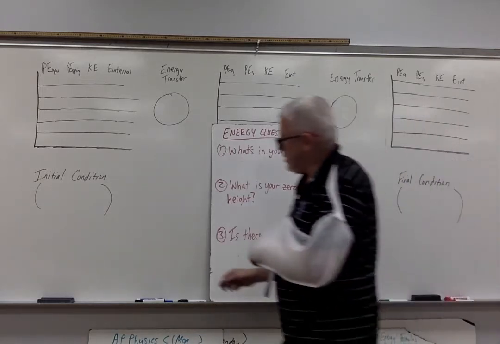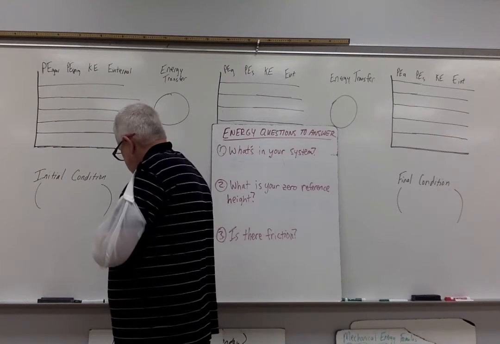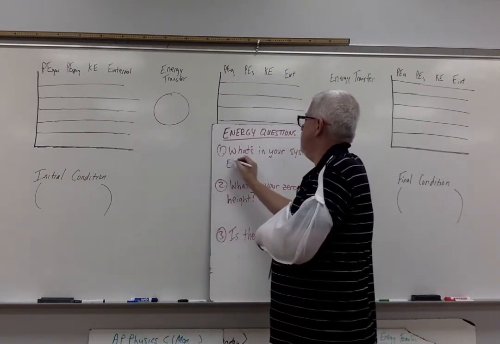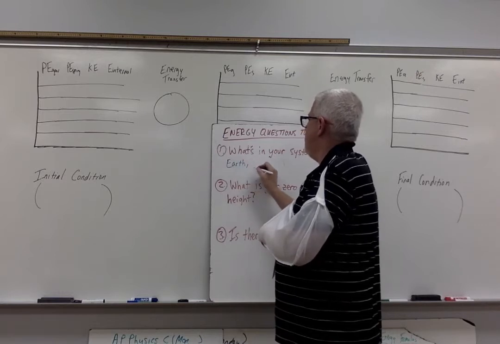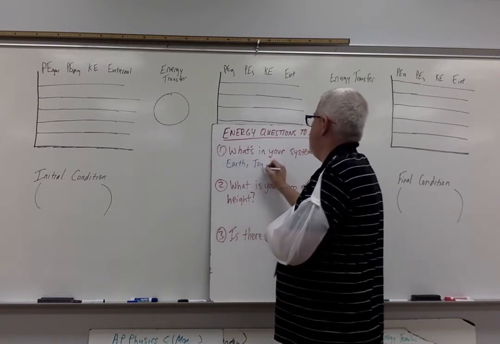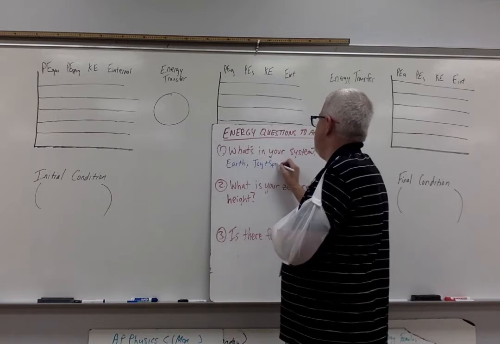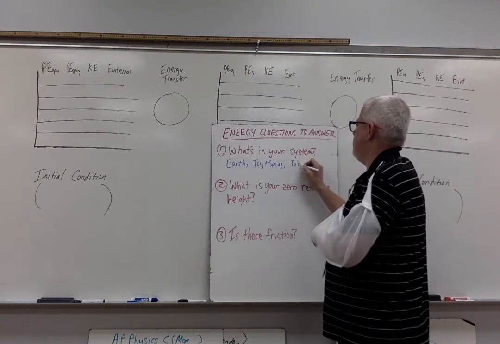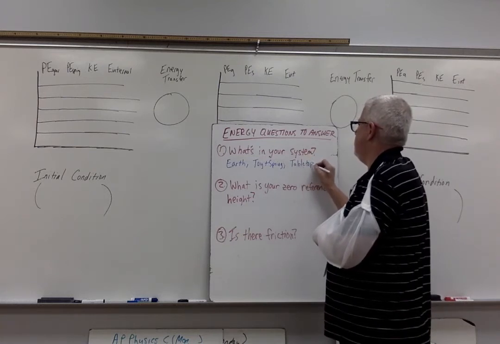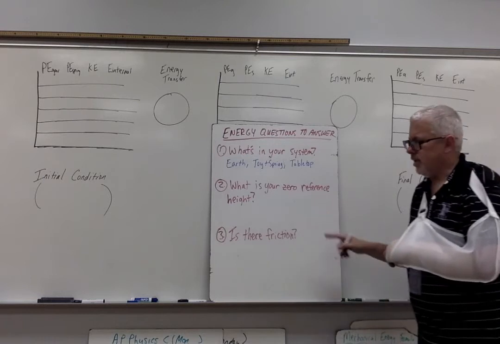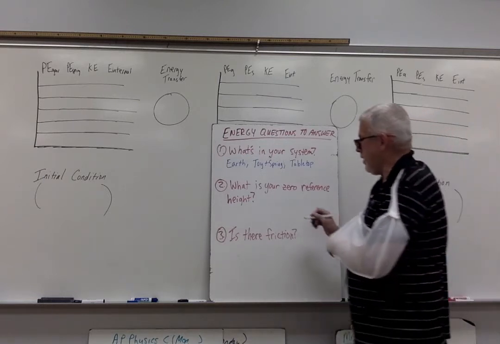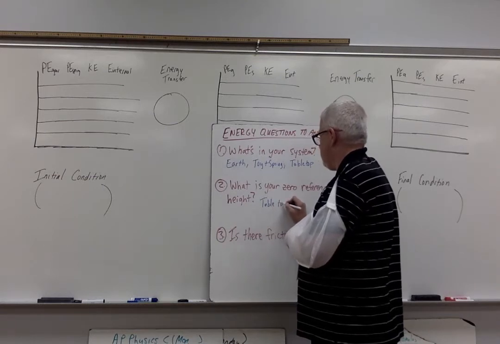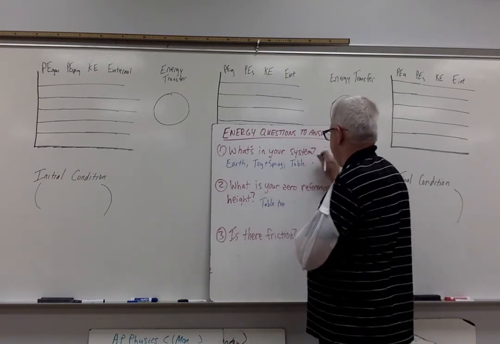So the question is, what's in my system? Well, how about the Earth? Because we always have to have the Earth. The toy plus the spring that is inside the toy, and the tabletop. What's my zero reference height? Let's make this simple again and go back with the tabletop. I think it's actually 2 words.